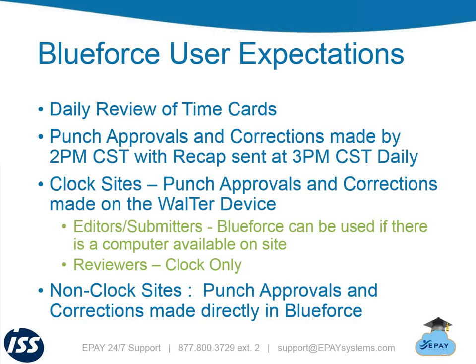Punch approvals, which basically means you're reviewing the punches. If an employee had an issue with a fingerprint, or called from an unauthorized number, all those types of approvals and corrections, general timecard corrections, need to be made by 2 p.m. Central, with a recap that's emailed to all submitters.